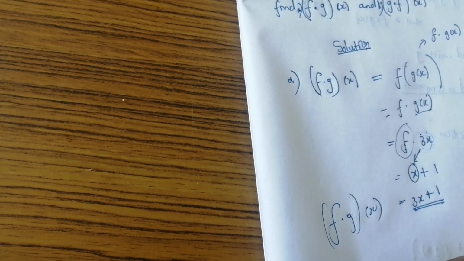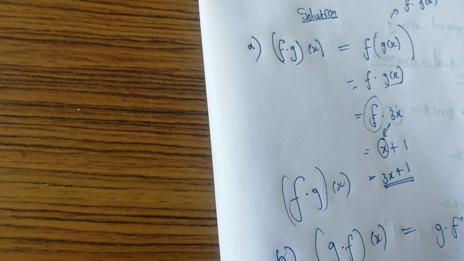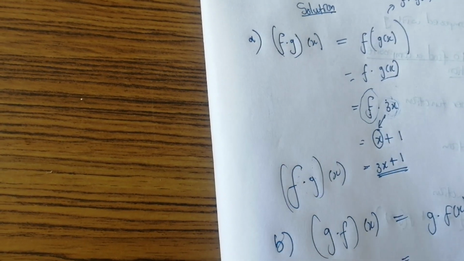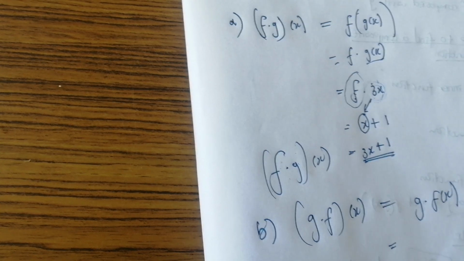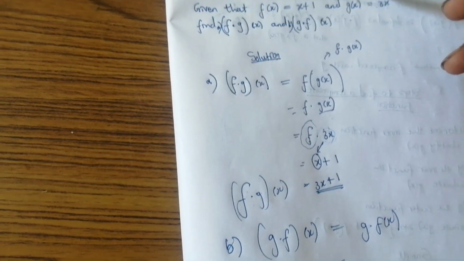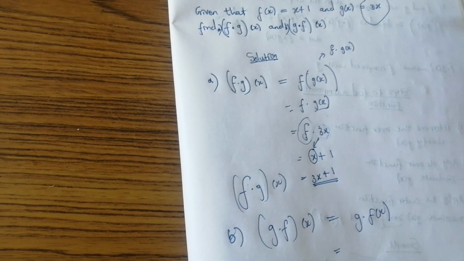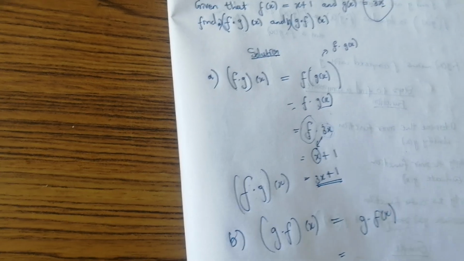Alright, the B part, we want to find g of f of x. This is the same as g f of x. Our g of x is what? It's 3x. So where there is x in g of x, we are substituting.